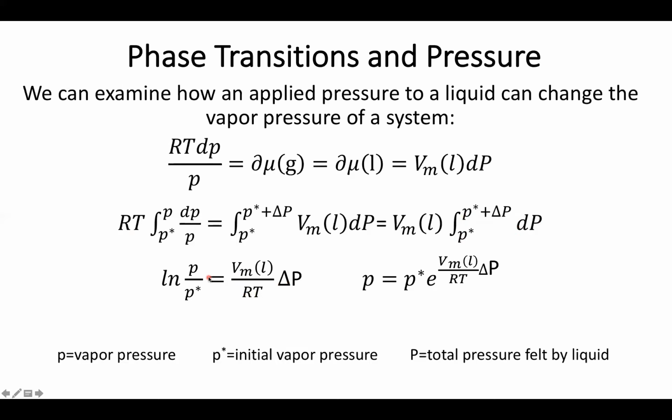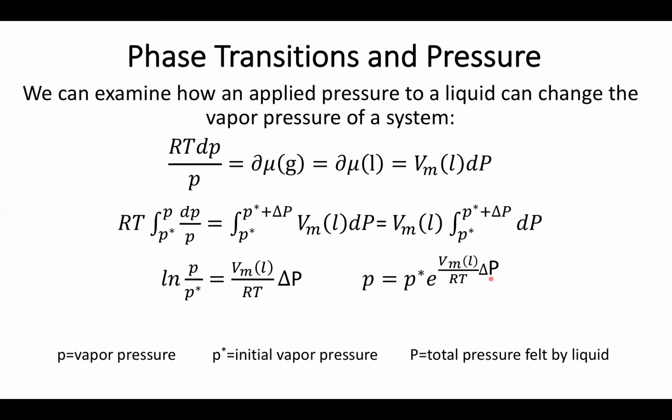So this gives us a way to relate the pressure felt by the system to how much pressure is applied. And again, if I know the vapor pressure of the system, I can move that to the right, and I can figure out how much greater the vapor pressure is going to be over my initial vapor pressure by adding extra force. And it turns out that for most cases, this is actually going to be fairly minor.